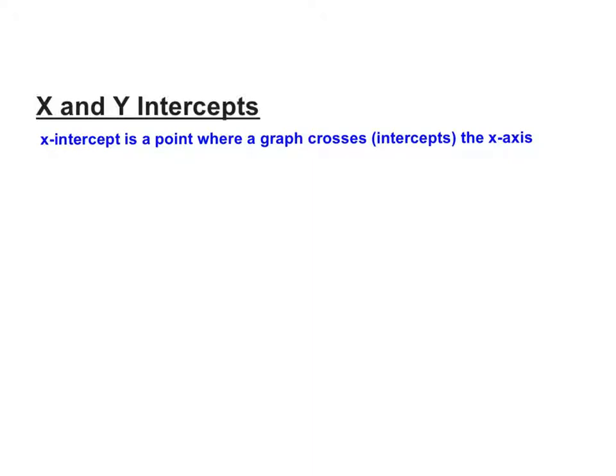The x-intercept is a point where a graph intercepts the x-axis. That's why it's called the x-intercept. It intercepts the x-axis. Now, the y-intercept is opposite. What do we know about the point, or any point for that matter, because what we're saying here is we're talking about a point that lies on the x-axis. Okay? It is on the x-axis. What is true about that point?